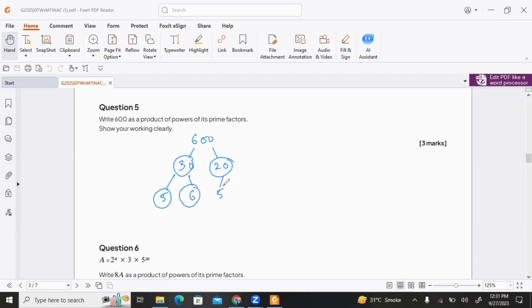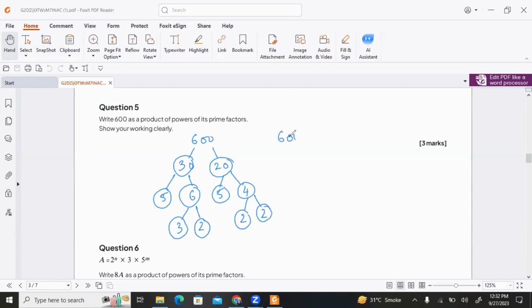20 is 5 times 4. Once again, you can pick any factor. There's no restriction. You start with big numbers or small numbers, whatever you're comfortable with. 5 is a prime number, so we leave it as it is. 6 becomes 3 times 2. And 4 becomes 2 times 2.